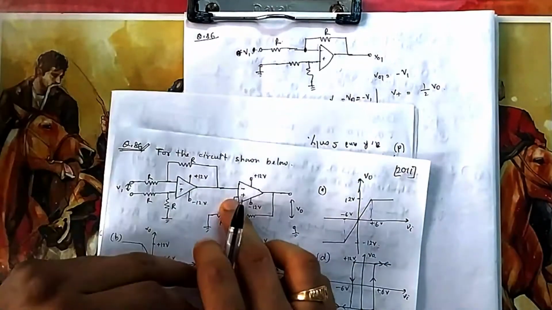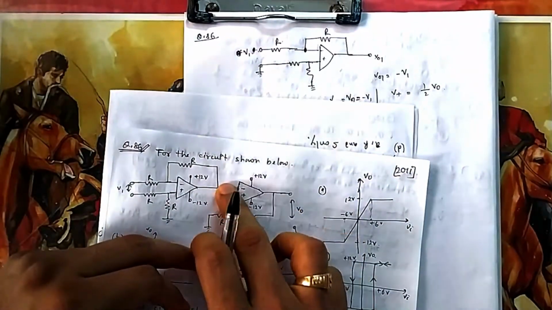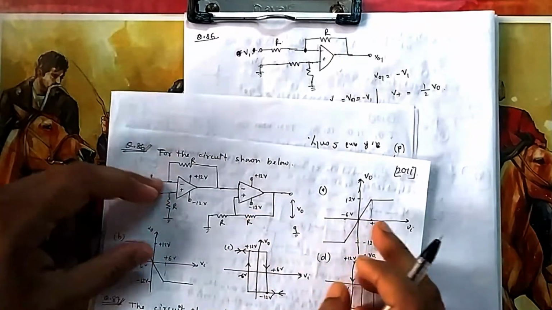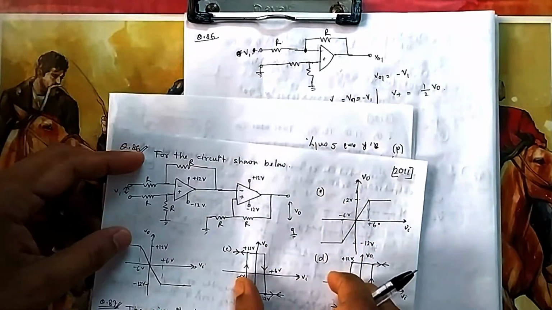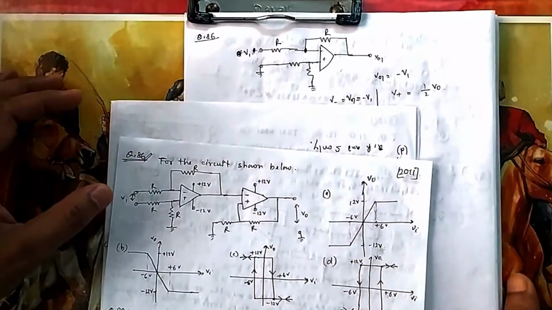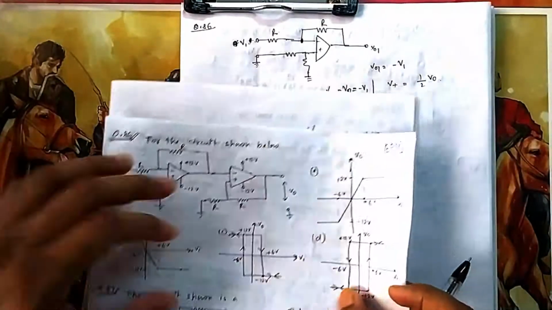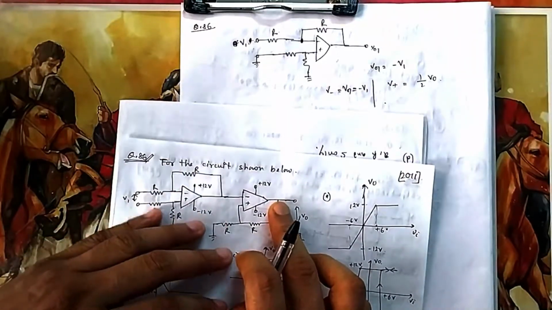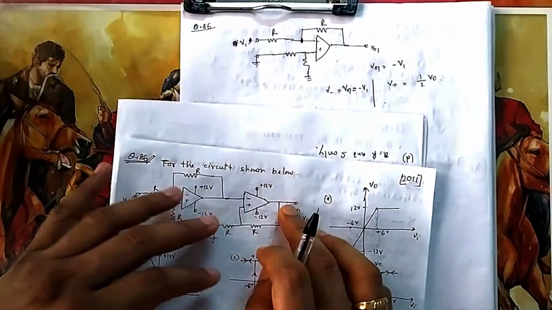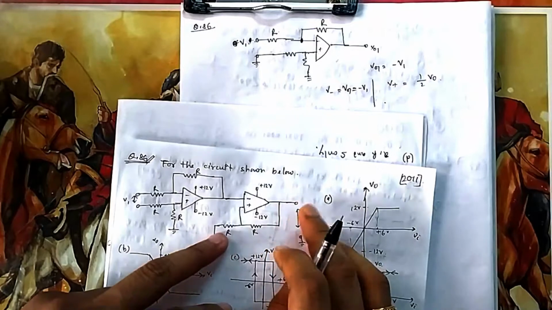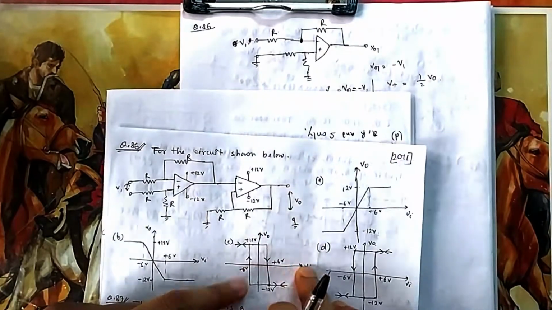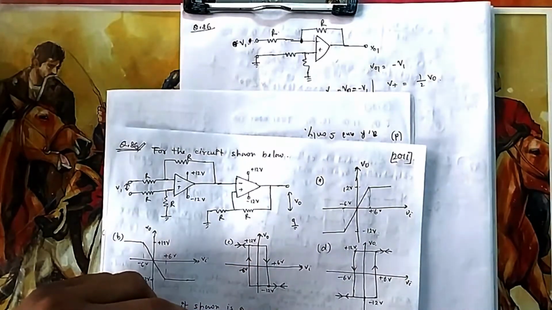So whichever is greater, suppose this is greater, then it will go to plus 12. If this is greater, then it will go to minus 12. So obviously it will be something of this fashion, because it will be between plus 12 and minus 12. No such curve will come. Okay, now it depends on you. You take whichever way you are comfortable with. Suppose you can see Vin is positive here, Vin is negative here.